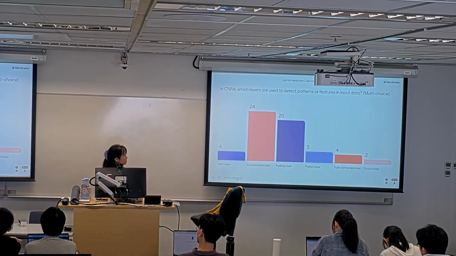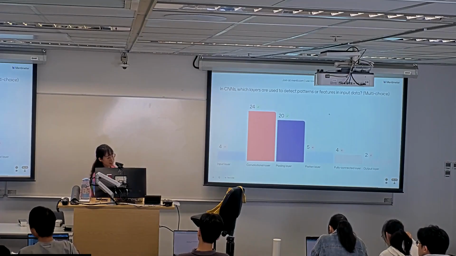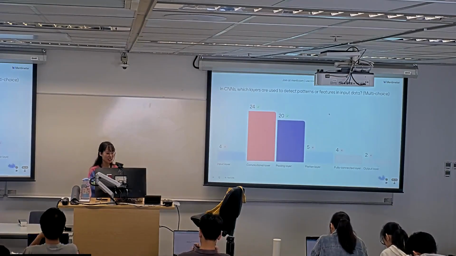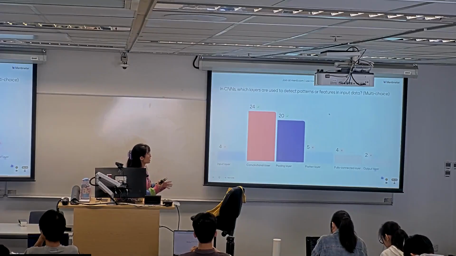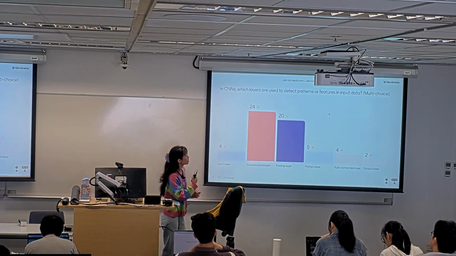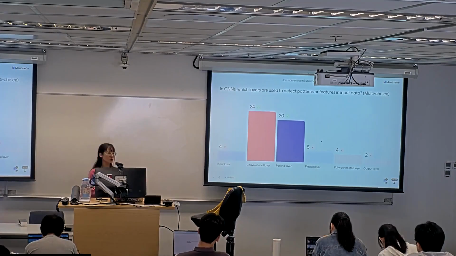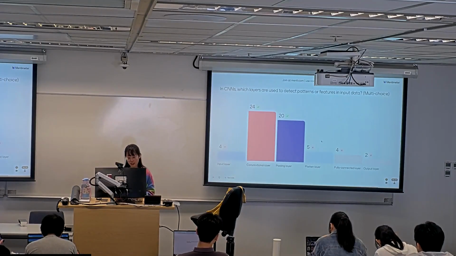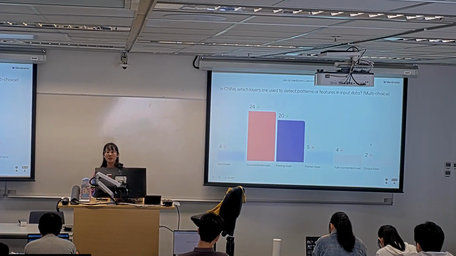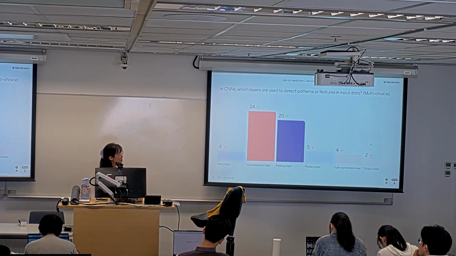Okay, let's show the correct answer. Actually, the majority already got it correct. The correct answer would be the convolutional layer and pooling layer. An input layer itself is just input features, so it's not used to detect patterns or features. Convolutional layer and pooling layer are used to do feature extraction and pattern recognition. Flattened layer only has a functional usage, doing the flattening, converting multi-dimension to 1D. And fully connected layer and output layer are used to do the classification. So only the convolution layer and pooling layer in CNN are used to do feature extraction. So the correct answer would be the second and the third one.